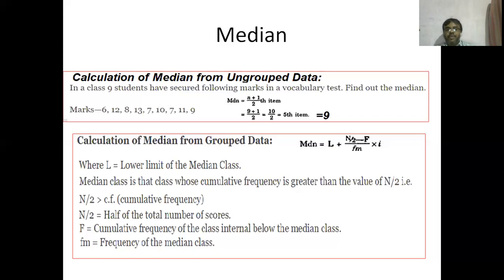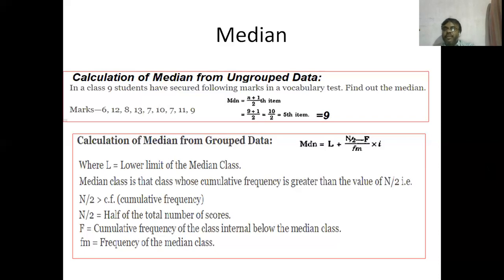And what do you mean by fm? This fm written there means the frequency of your median class. And this capital F means the cumulative frequency of the class interval below the median class. So there are three concepts: one is n by 2, one is fm, that is the frequency of the median class, and F, that is the frequency of the class interval below the median class. So you have to be very cautious while computing that. This is the generic formula for calculating the median for a grouped set of data.